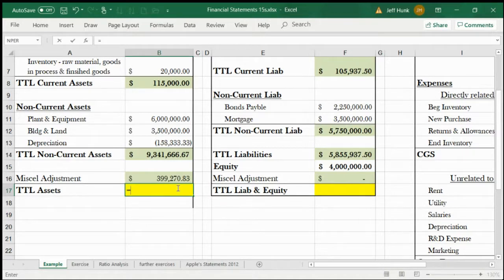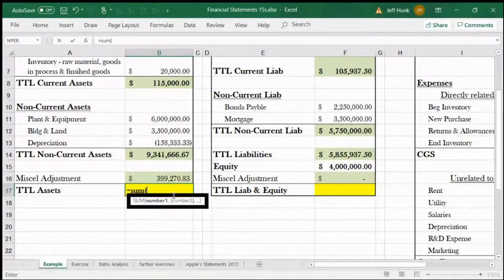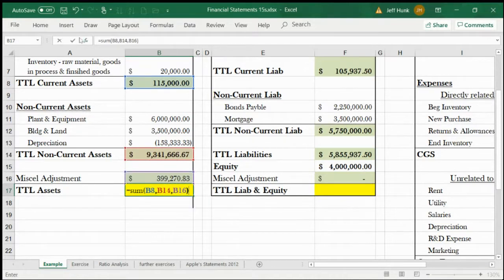We can safely find the total that will be balanced out automatically. Here, total assets is total current assets, the sum of those three things, non-current assets, and miscellaneous adjustment.